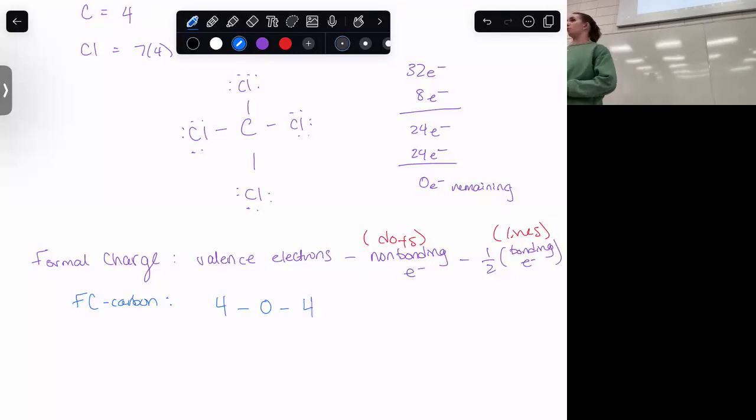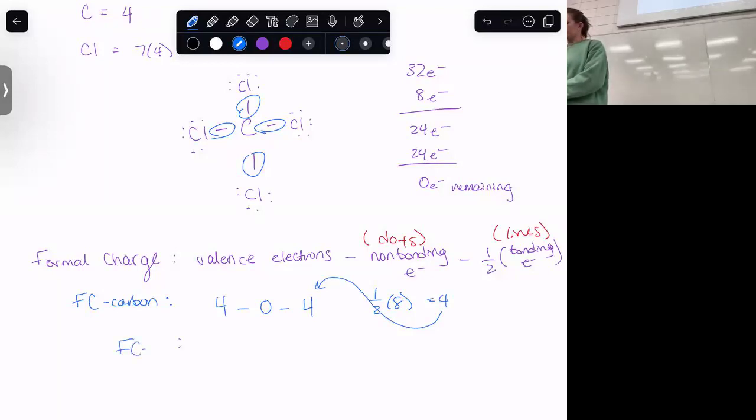All right, so we end up with 4 lines, which is 8 total bonding electrons, and we're going to take 1/2 of that, right? So 1/2 of 8 bonding electrons is equal to 4. And so that gets plugged in here. So our formal charge of carbon is going to be what? It'll be 0, perfect.